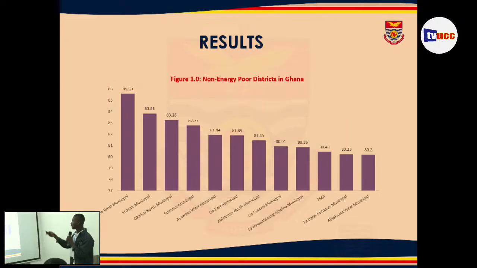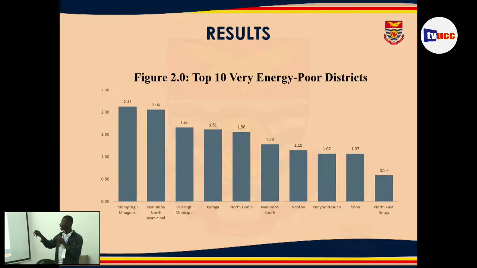Now, this is the presentation of the non-energy poor districts in Ghana. There were only 12, and all of them were found in the Greater Accra region. This is very interesting. When we go to the very energy poor districts in Ghana, about 207 districts out of the 261 districts in Ghana fall in this category, where less than 50% of all the households in the district use clean energy fuels.